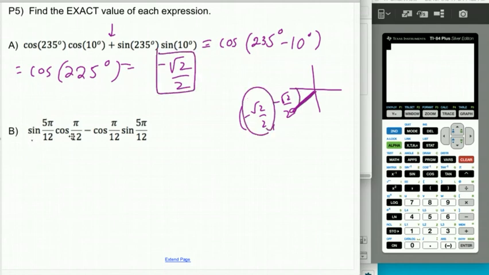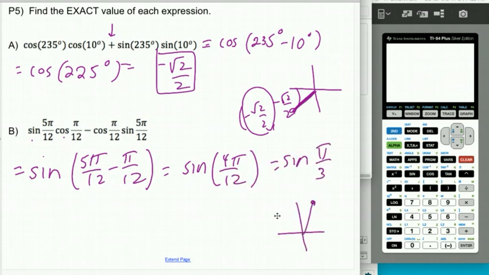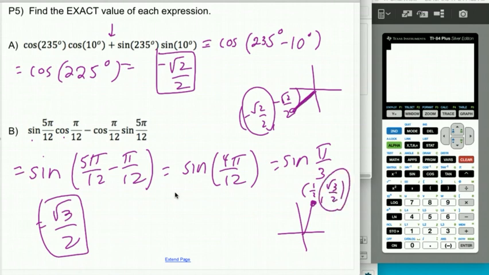Same thing here. I see that I have a sine, cos, and a cosine. That means it's got to be a sine. And for the sine, I keep the sign, so it'll stay as a minus, which means I want the sine of 4 pi over 12, or the sine of pi over 3. Well, that's right here, and that's going to be a root 3 over 2, because this point is 1/2 comma root 3 over 2, and the sine is the y value. And that's it for this video.